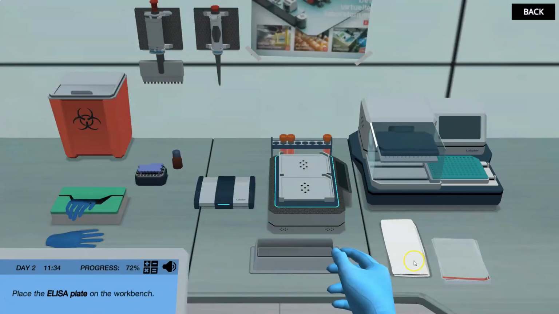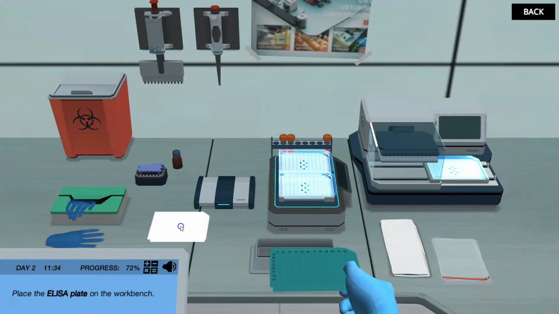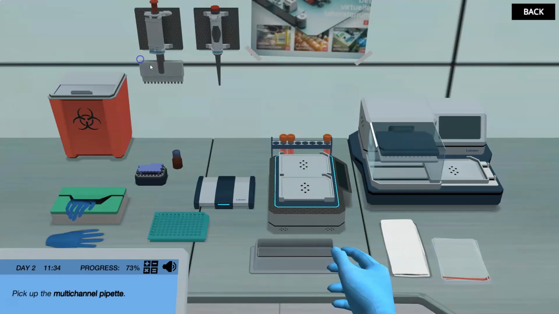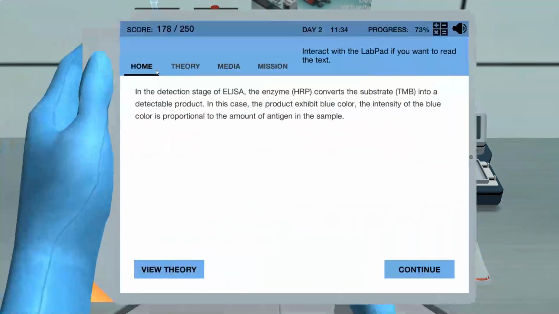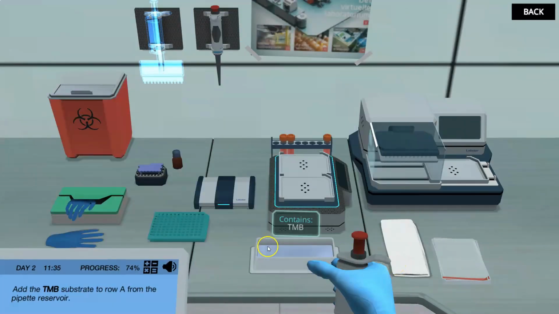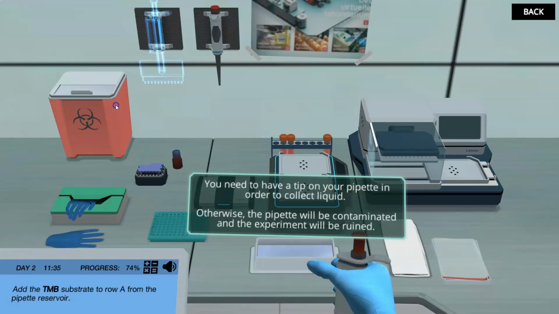Place the ELISA plate on the workbench. Pick up the multi-channel pipette. In the detection stage of ELISA, the enzyme converts the substrate into a detectable product. In this case, the product exhibits blue color. The intensity of the blue color is proportional to the amount of antigen in the sample. Add the TMB substrate to the wells from the pipette reservoir.